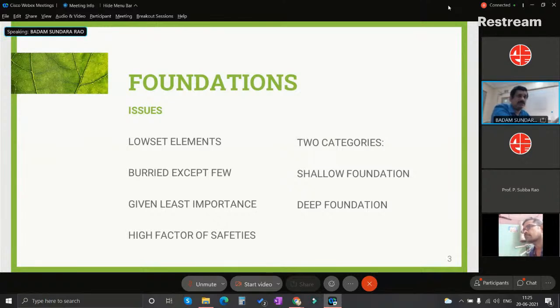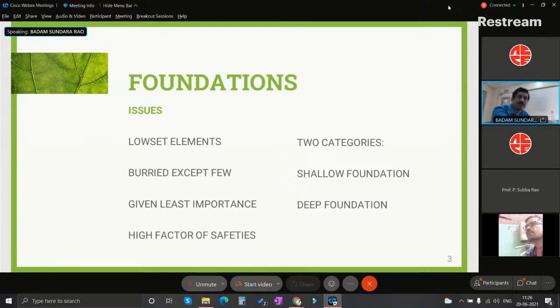Therefore, in the case of foundations, these safety factors are at a higher level when compared to structural loading or structural material factors of safety. Generally, the range will be in the order of 2.5 to 3, but internationally, we are adopting a factor of safety of around 1.5 to 2 for soils also.